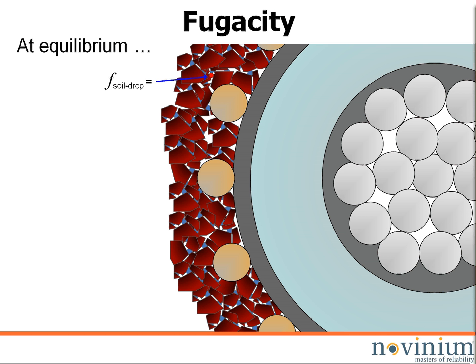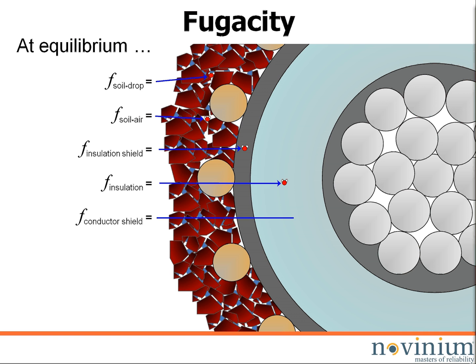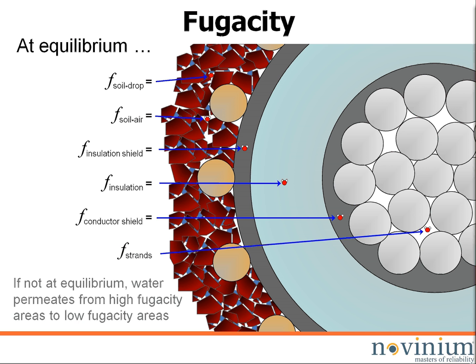The fugacity of water molecules within water droplets trapped between grains of sand is the same as the fugacity of water vapor in the airspace between those same grains of sand, is the same as the fugacity of water present in the insulation shield, is the same as the fugacity of water present in the insulation, is the same as the fugacity of water present in the conductor shield, is the same as the fugacity of the water vapor present in the strand interstices. If the equilibrium is perturbed, water permeates from high fugacity to low fugacity.